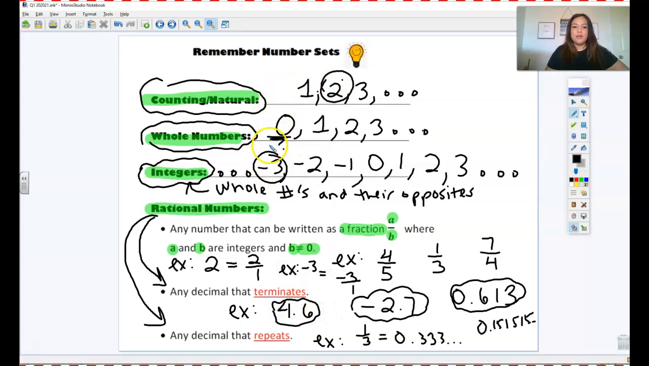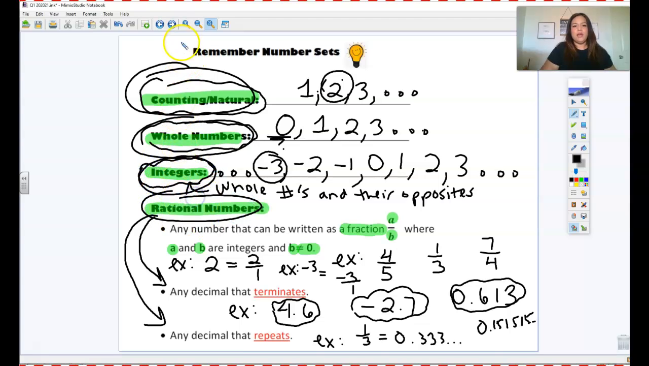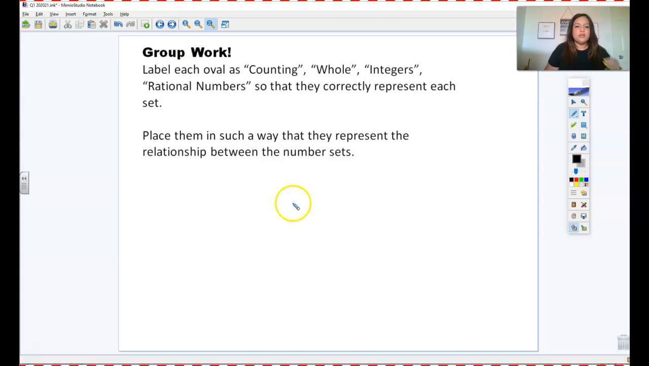So how about we make a Venn diagram similar to the way that we did for USA, Texas, and El Paso. Let's do something similar to that, but with the sets that we just talked about. Let's do it with the counting, the whole, the integer, and the rational. So let's go ahead and make ovals for each one of those. Normally we would do this in group work, but we're going to do it on our own. So you make one that says counting, one that says whole, integer, and rational. So this time I need 4 ovals, okay?